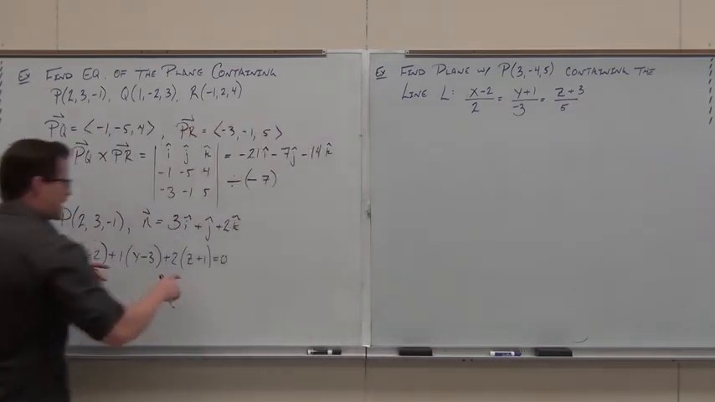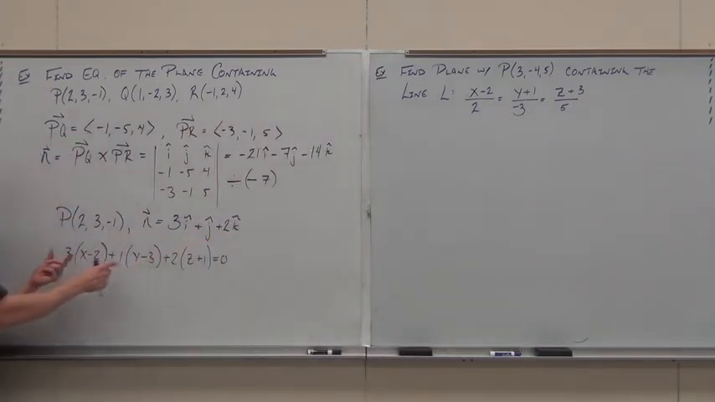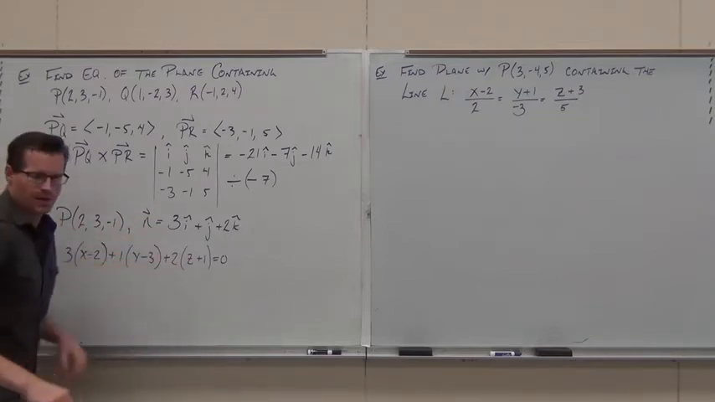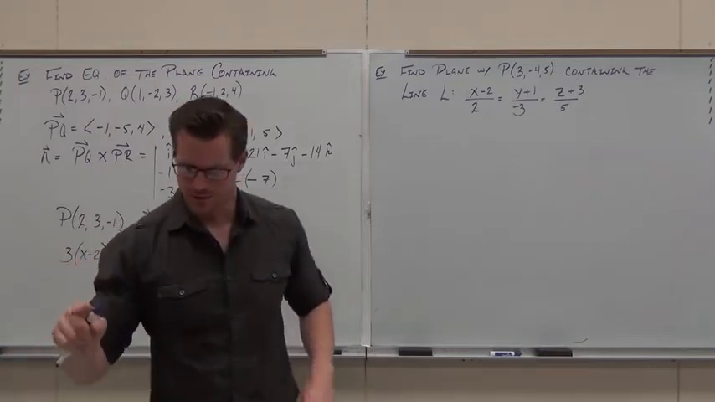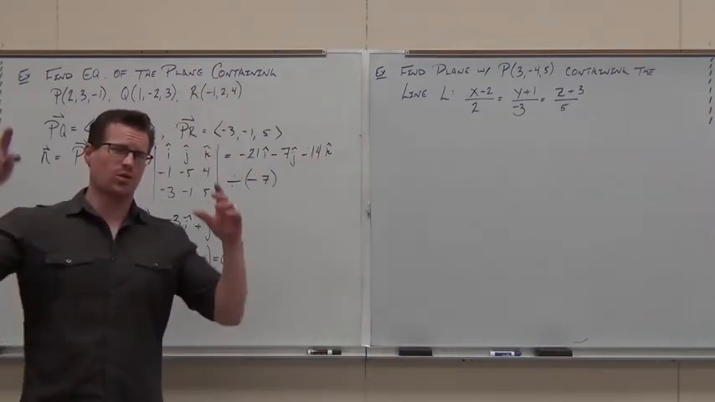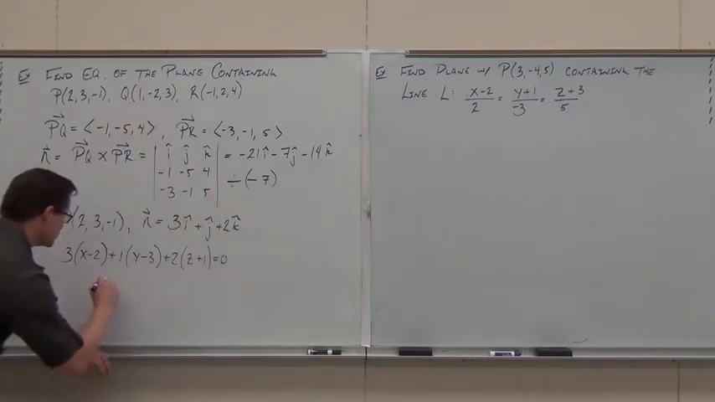So we have our normal vector components here, here, and here. We got our coordinates for a point here, here, and here. Make sure your signs are okay. Distribute. Did you guys do this and get a final answer for me? Yeah. I got 3x plus y plus 2z equals... 7. Beautiful.